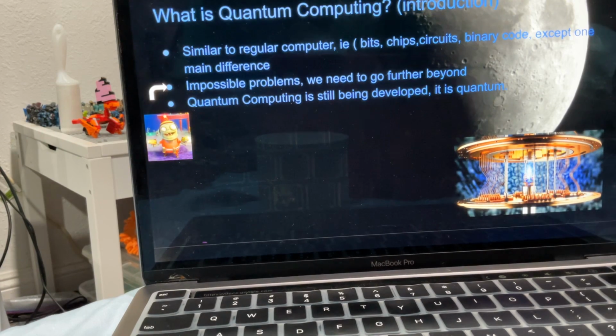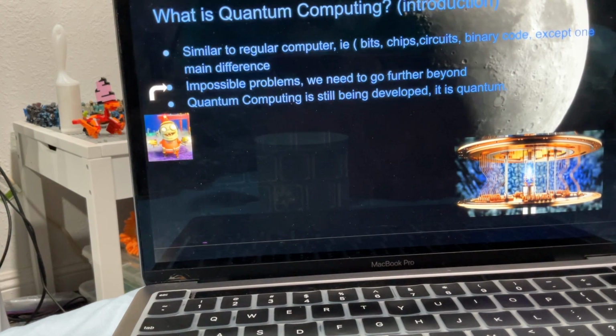Quantum computing is still being developed. Actually, a recurring theme of this whole presentation is that it is very early on in its development. I think they started development around 10 years ago, and a lot of it is still, I wouldn't say theoretical, but it is still being developed. Not to say it doesn't exist. It does. It's just not fully optimized.